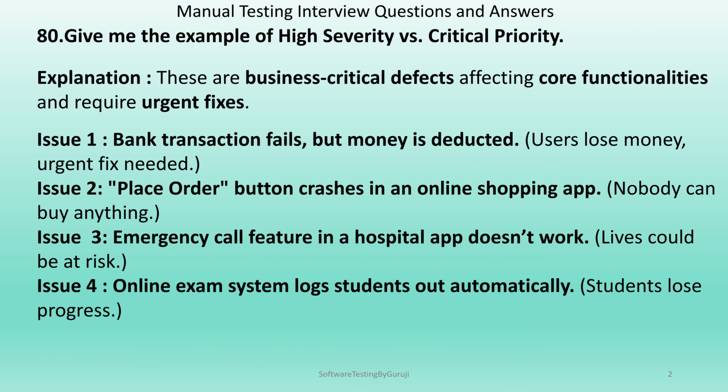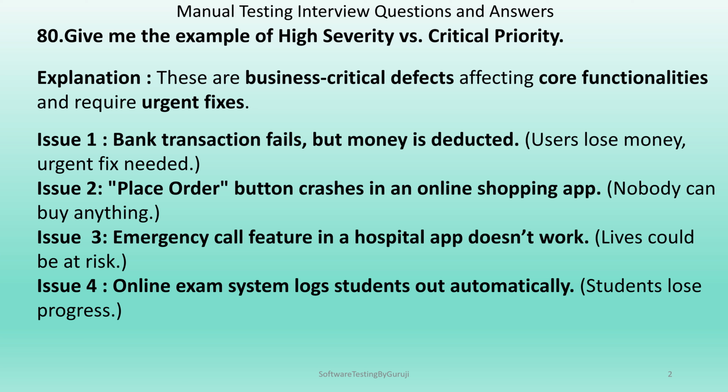Let's move to the first question. 18th question: give me the example of high severity versus critical priority. Explanation: these are business critical defects affecting core functionalities and require urgent fixes. The first issue: bank transactions fail but money is deducted. Users lose money, so an urgent fix is needed.